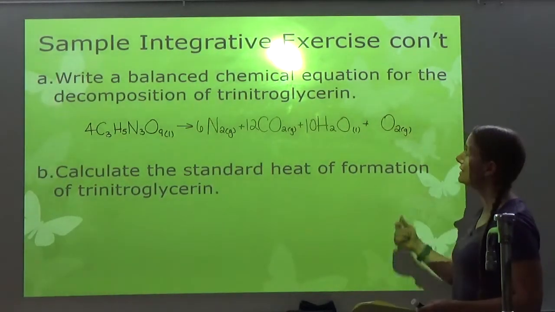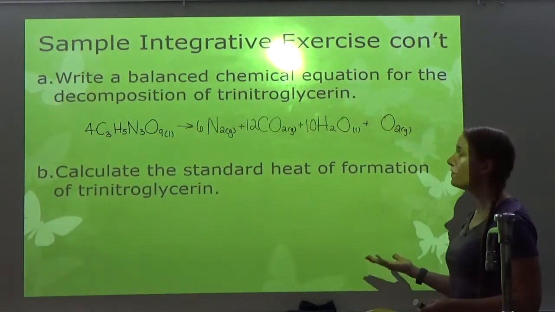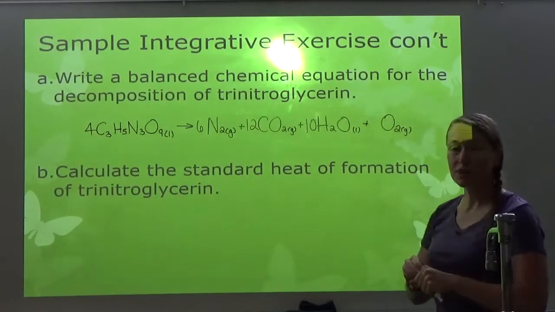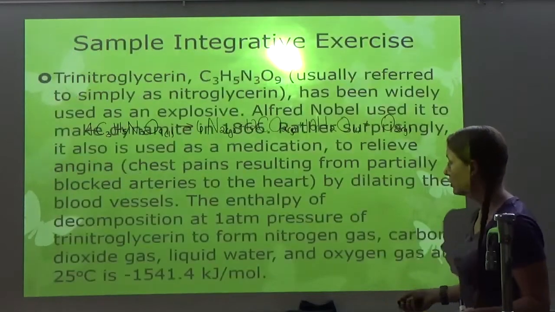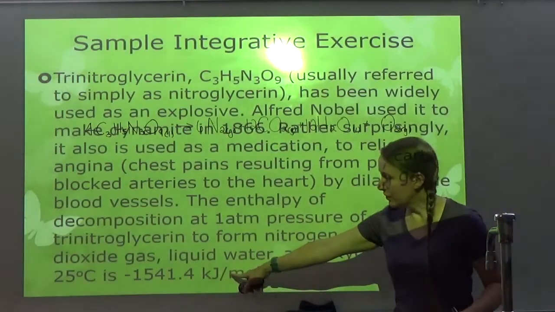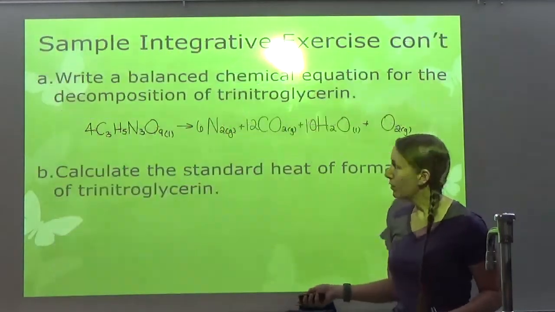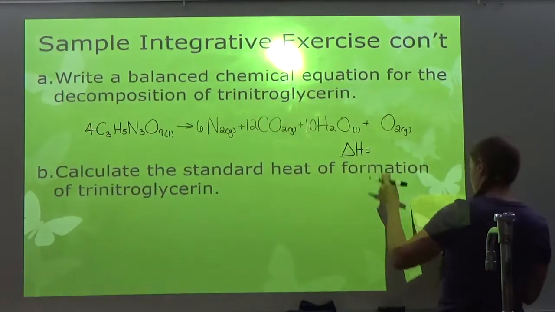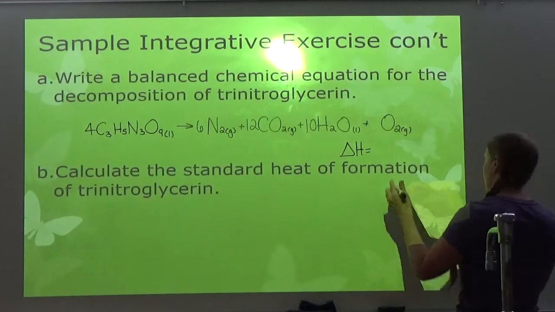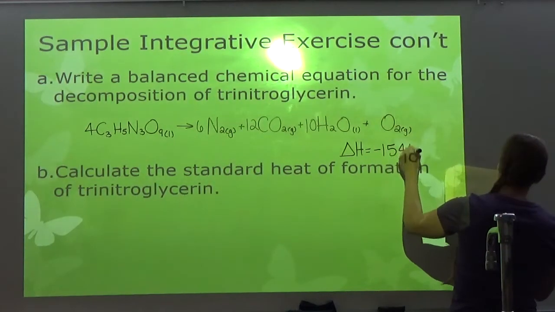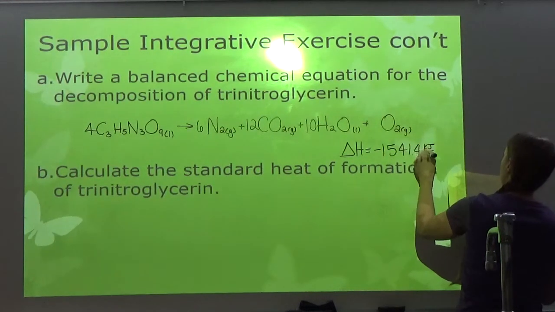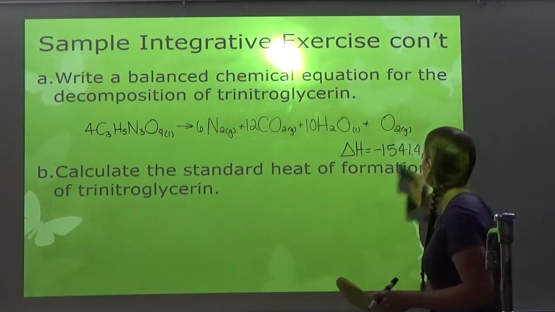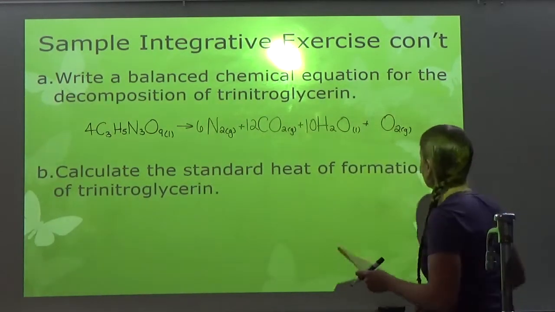So then part B says, calculate the standard heat of formation of the trinitroglycerin. Okay, so they gave me the delta H, I believe, in the original question, right here. Okay, so it's negative 1541.4 kilojoules per mole. All right, so let's plug in. I need to write numbers under this, so we'll put it down here.